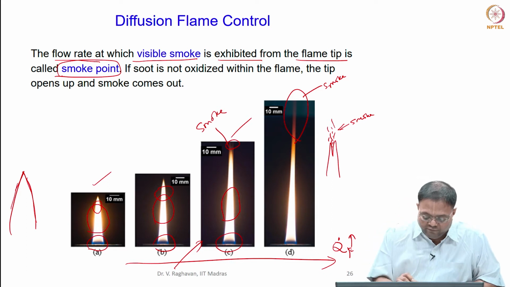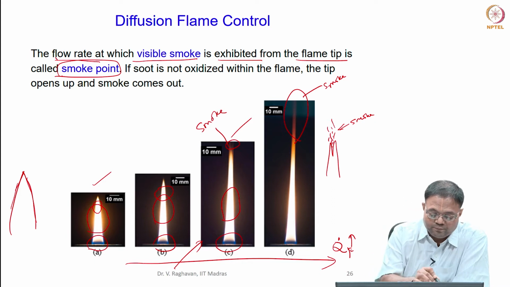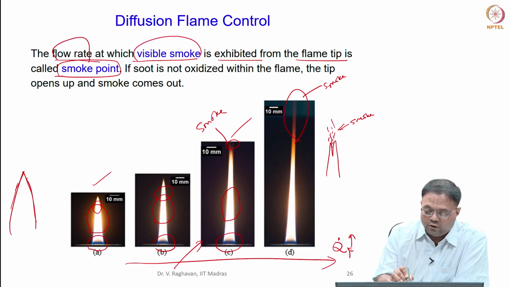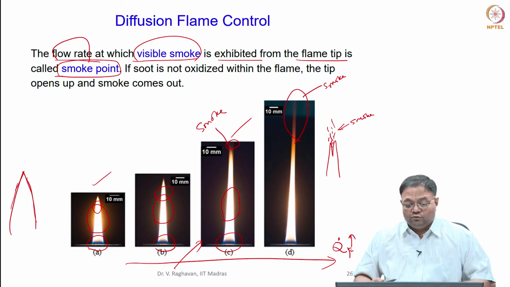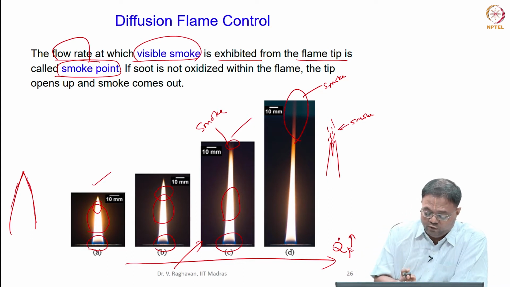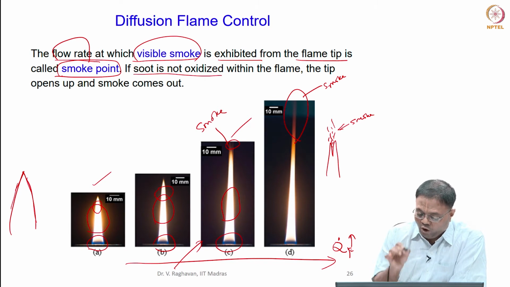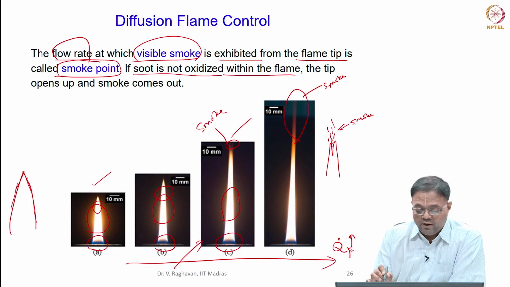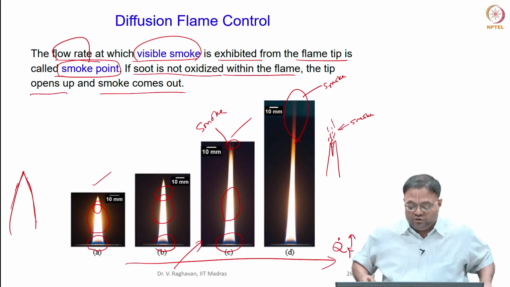So, these are well within the smoke point flow rates. The flow rate at which visible smoke is exhibited is called the smoke point, and that, again, depends on the type of fuel. So, the type of fuel will do this. In these cases, when the flow rate is less than the smoke point, the soot is oxidized within the flame. If the soot is not oxidized within the flame, then the tip opens up and the smoke comes out. So this is the illustration for that.